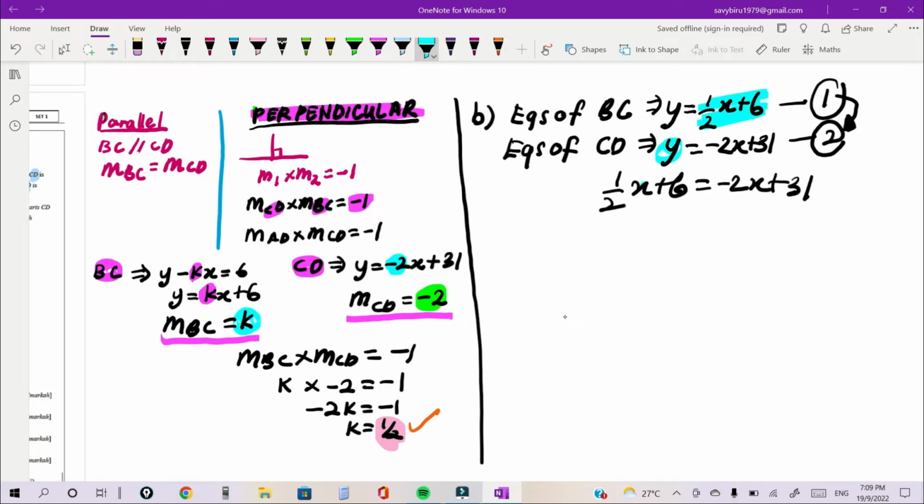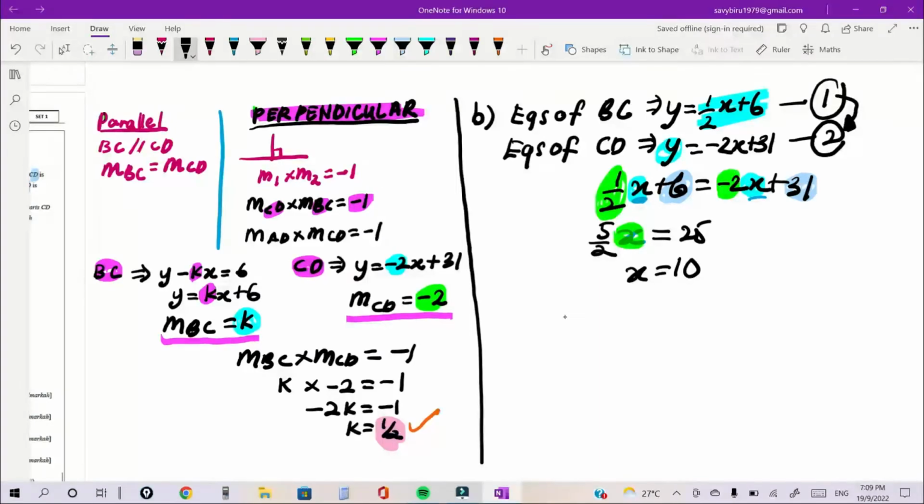First, we group together the terms with x. The coefficient is positive half, and this one is negative, so bring it to the left and it becomes positive 2. So half plus 2 is 5/2, times x. Then you have 31 on the right, and bring 6 to the right, it becomes -6. 31 minus 6 is 25. Then make x the subject: 25 times 2 is 50, divided by 5 becomes 10.